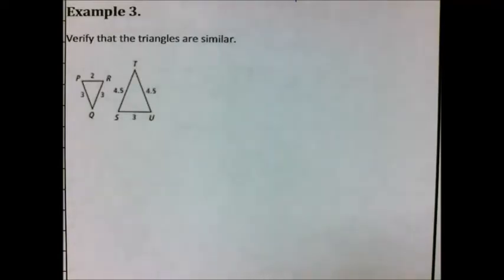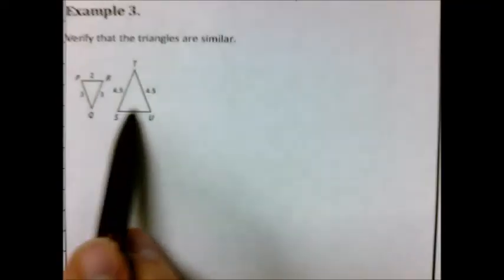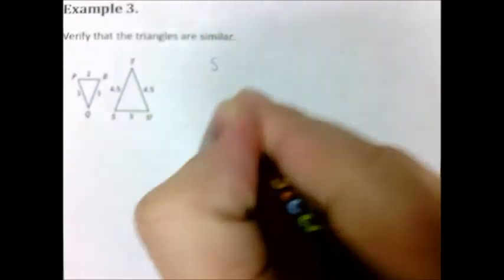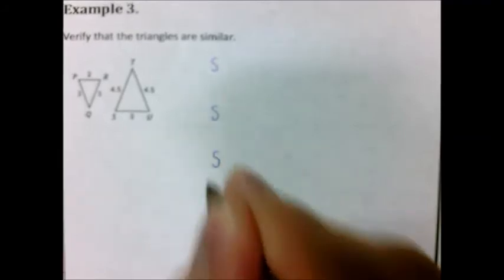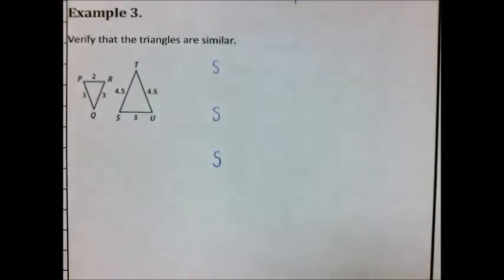Alright, our last example here, we need to verify that the triangles are similar, and we can see in these two triangles there are absolutely no angles that are known. So we know all the sides, so we're going to be using SSS Triangle Similarity, and so we've got to see if these sides are proportional in order to actually state that the triangles are going to be similar. That's what the SSS side theorem says.